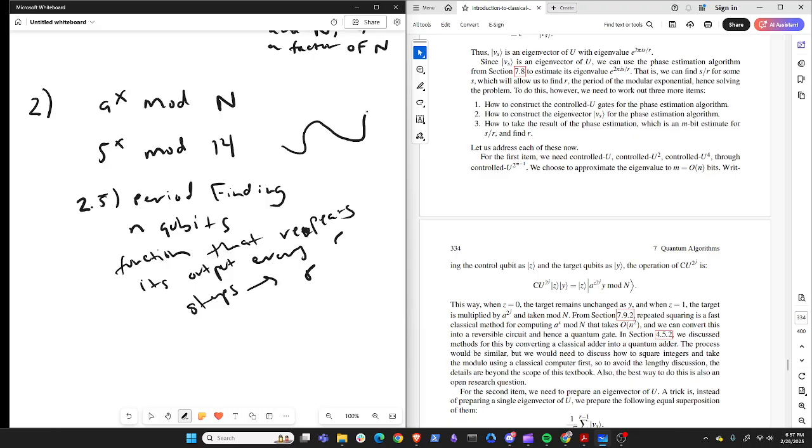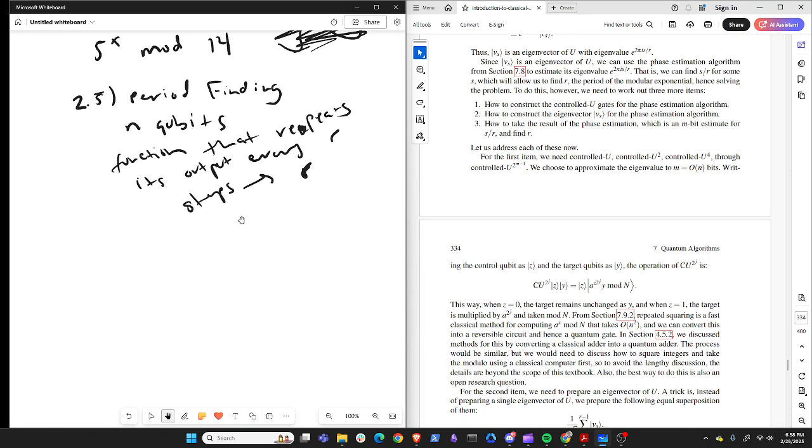So we have a graph here, and we pretty much want to find out what the period is. Or not, this is the amplitude. Anyway, we want to identify how many steps the function takes to repeat itself. So we create a superposition with our input qubits.